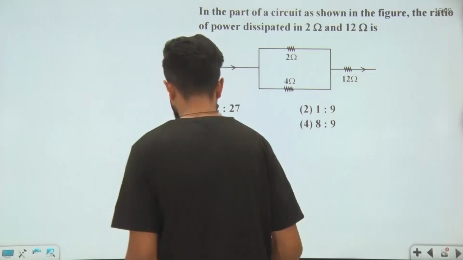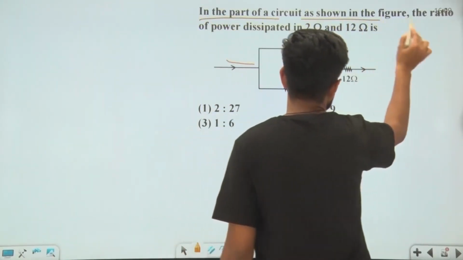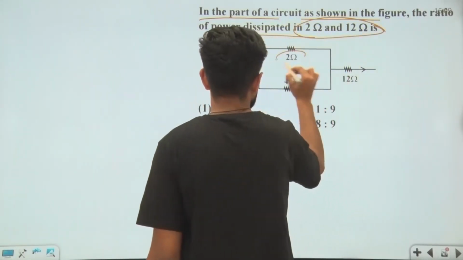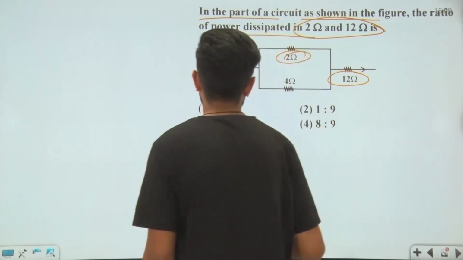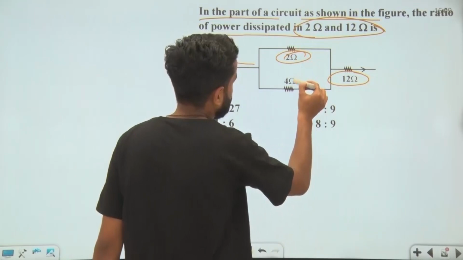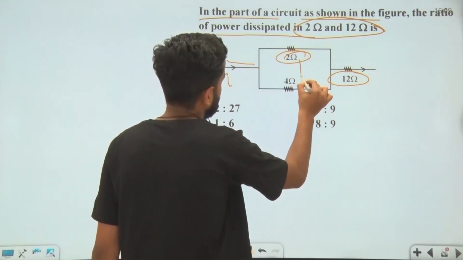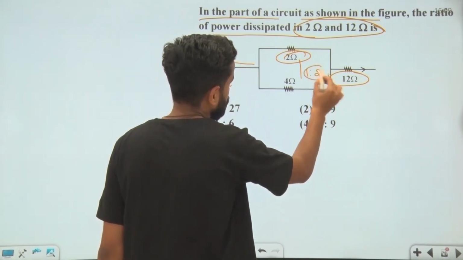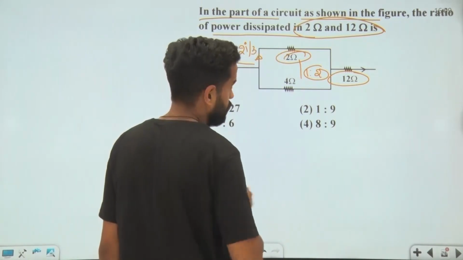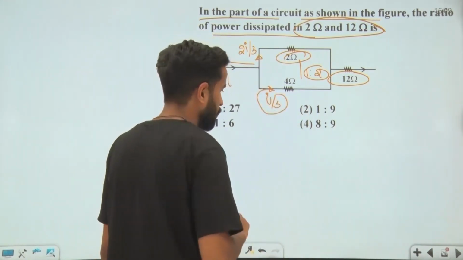Hello students, so the question is, in a part of circuit as shown in the figure, the ratio of power dissipated by 2 ohm and 12 ohm resistor. So this is 2 ohm and this is 12 ohm resistor. Now let us assume that a current I enters the circuit and the 2 ohm and 4 ohm are in parallel, so the current will divide at this point in a ratio 1:2. So 2I by 3 part of current will enter the 2 ohm and I by 3 part of the current will enter the 4 ohm.